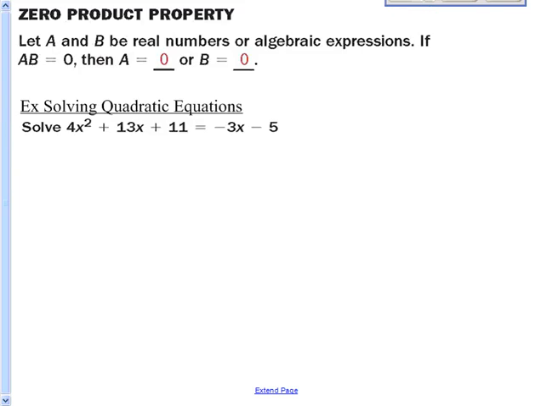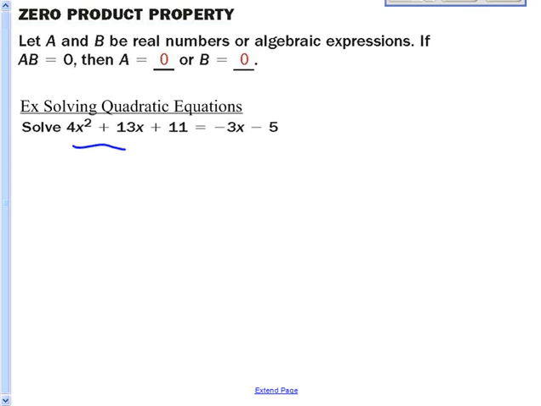All right, let's move on here. Zero product property. Zero product property just says if a times b equals 0, well, then either a's got to be 0. You notice that would make it true. Or the b's got to be 0. Either one of those would make it true. Okay, so this comes in handy when we're working and solving quadratic equations.